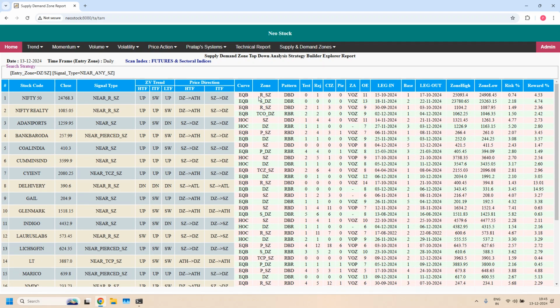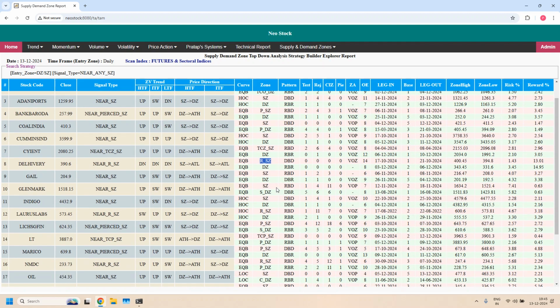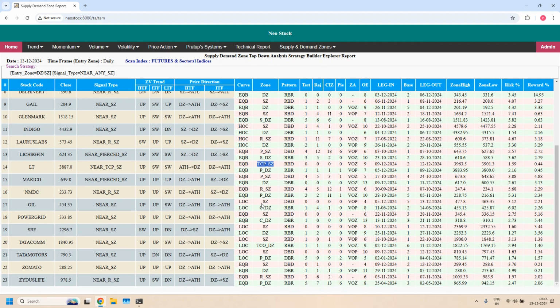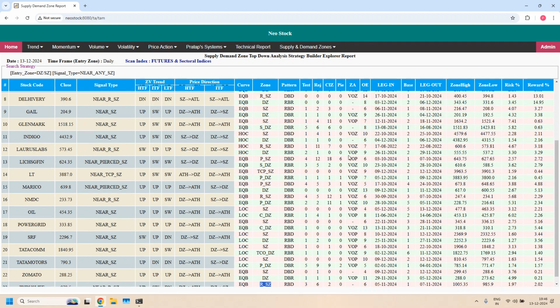Total 5. This is the first one. This is the second one. This is the third one. This is the fourth one. And this is the fifth one. So these are the daily high liquidity supply zones from this list.